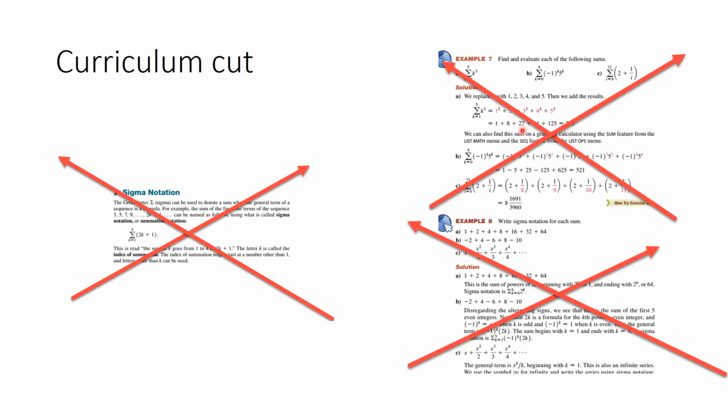Now here is where your book talks about the sigma notation, and also examples 7 and 8. I am not going to test you on those, because we cut those out of the 1428 curriculum, so we're not going to cover those.